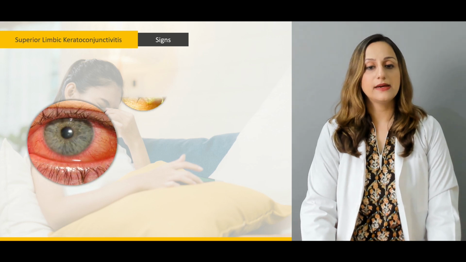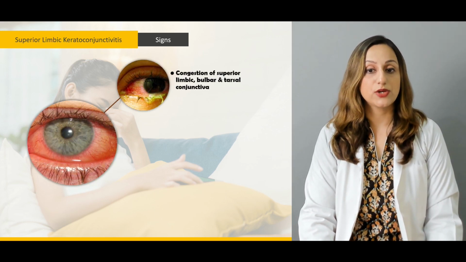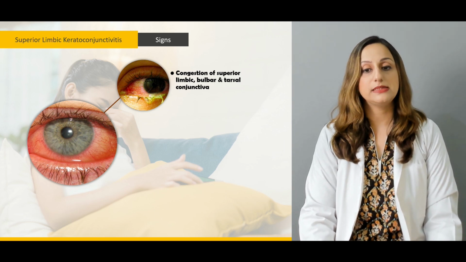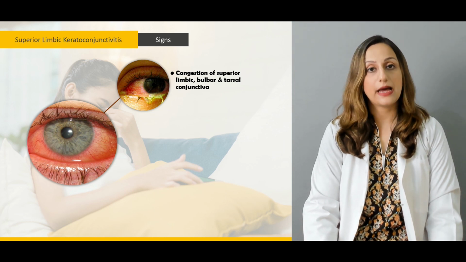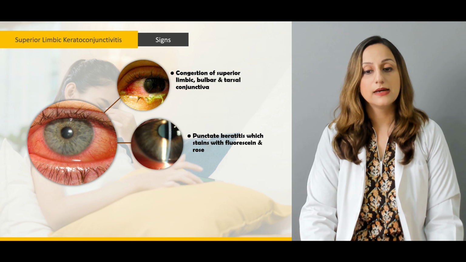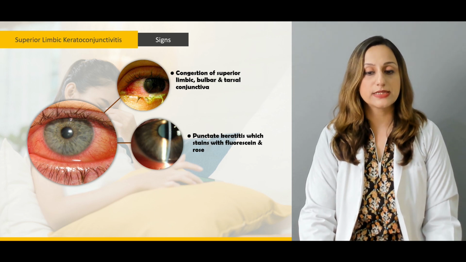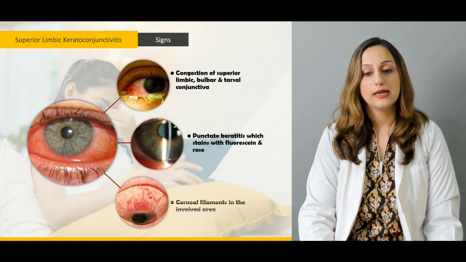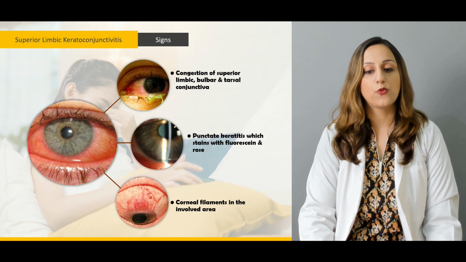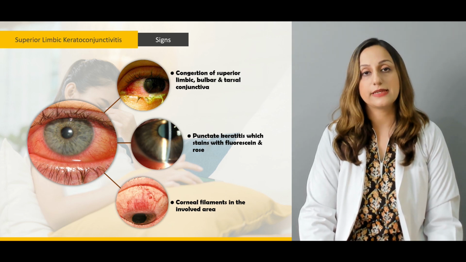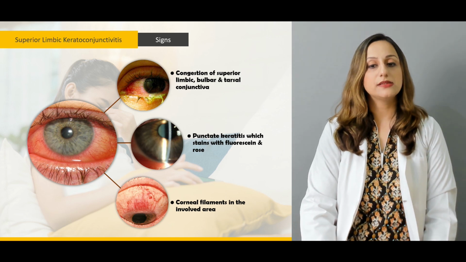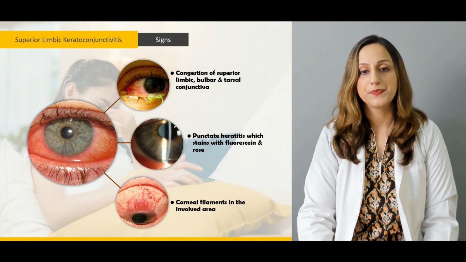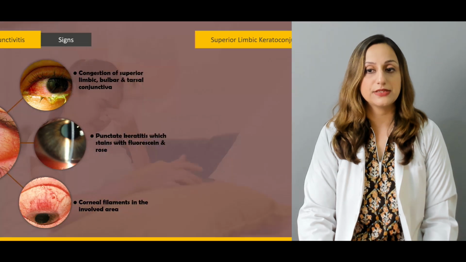The signs would be, when you are examining the patient yourself, you'd look for any signs of congestion, and the superior limbic or bulbar and the tarsal conjunctivas are also examined in these patients. The punctate keratitis, which stains with fluorescein, and even a stain known as rose Bengal, is used for these patients. Then we have the corneal filaments that are involved in the particular area which is infected. So these are basically the signs and the investigations that you would carry out for patients who are suffering from this kind of limbic keratoconjunctivitis.